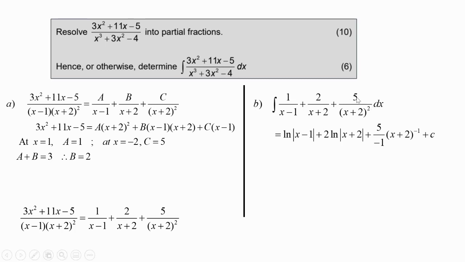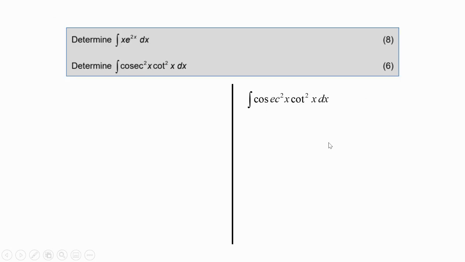This is a nice little linear du question. You're going to bring this up, so it's (x plus 2) to the minus 2. So I've got 5 over minus 2 plus 1, which is minus 1. So that's 5 times (x plus 2) to the minus 1, plus c. So it's a nice, easy question for 6 marks. Obviously, that would be minus 5 over x plus 2, but this would give you the full 6 marks.